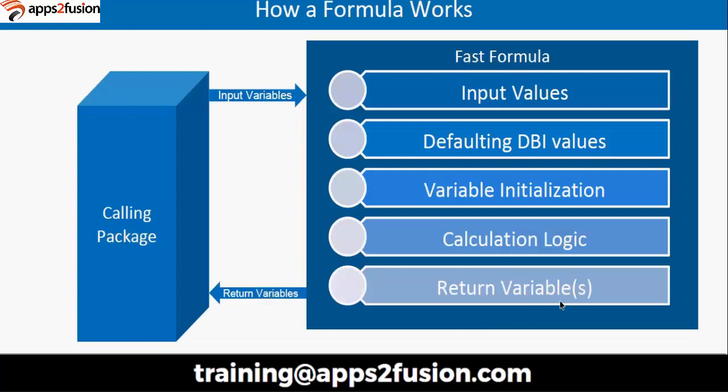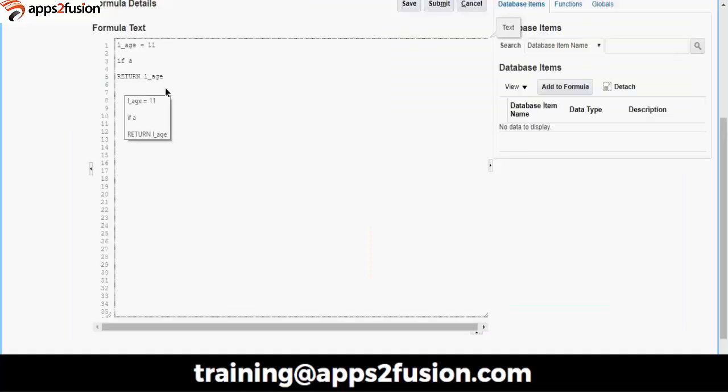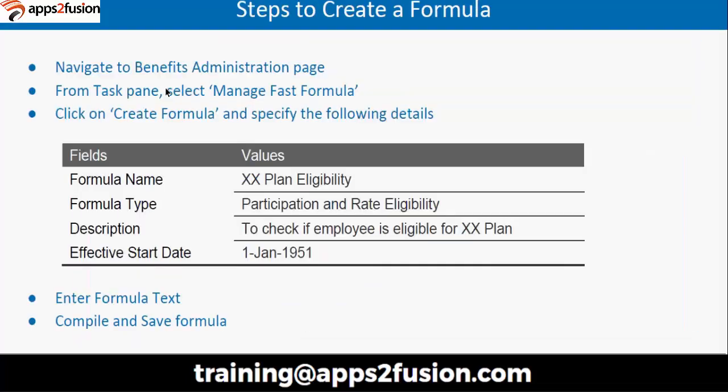Finally, your return variables. So I am saying return L of age, right? So these are the sections which are there in the formula. So, steps to create a formula: we navigated to benefits administration. From the tax screen we selected manage formula, and then clicked on create a formula. Specify the following things: formula name, formula type, description.